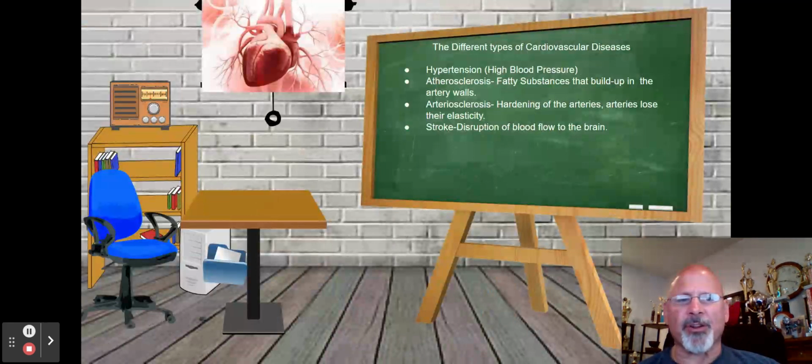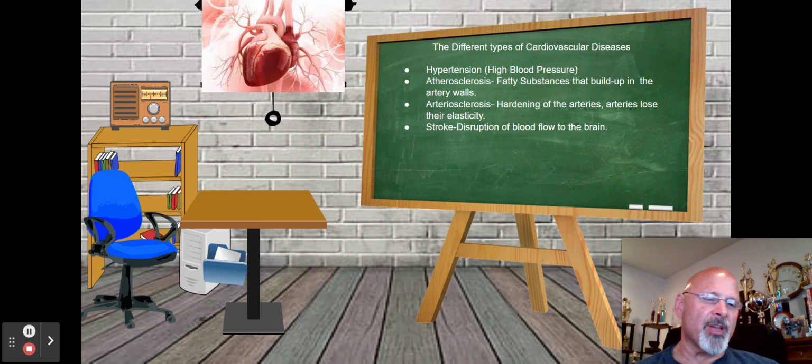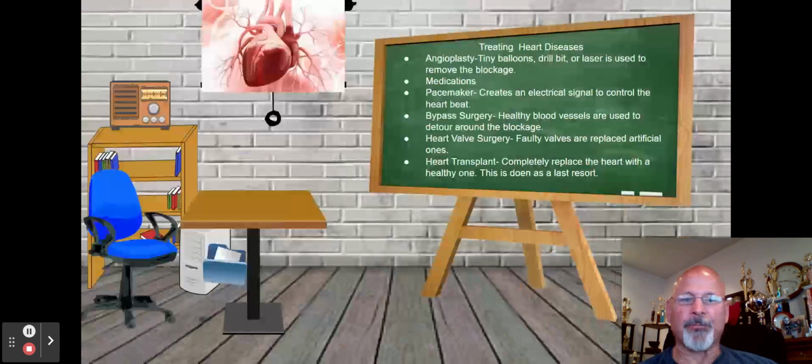The other types of cardiovascular disease I haven't mentioned are hypertension, or high blood pressure. This one, guys, is also referred to as a silent killer. There are usually no symptoms. People feel really good, and yet they have high blood pressure. Atherosclerosis is a fatty substance that builds up in the artery walls. Arteriosclerosis is a hardening of the arteries. Arteries lose their elasticity. Stroke is a disruption of blood flow to the brain.